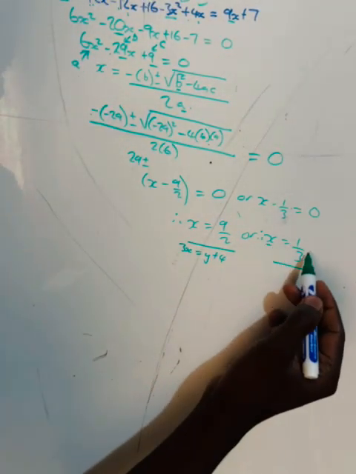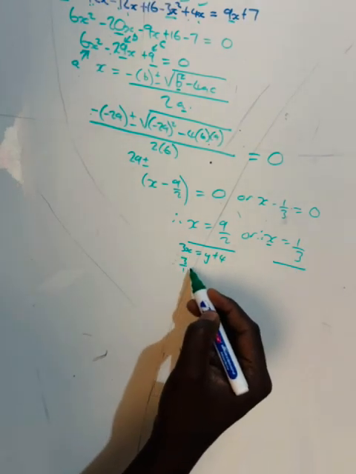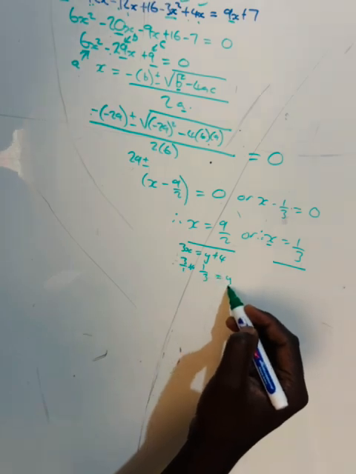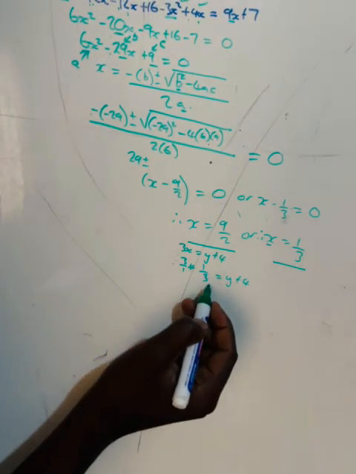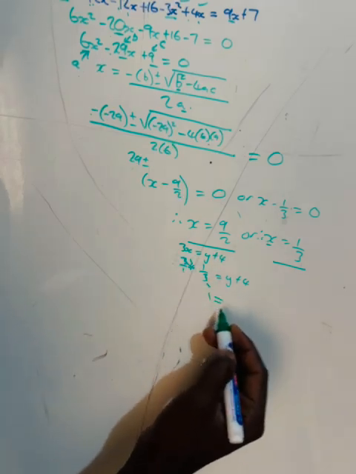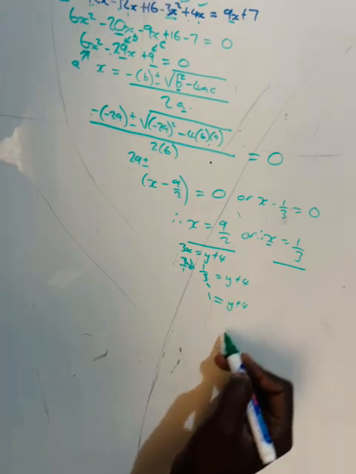Where there is x, I now substitute 1 over 3, which is now 3 over 1 multiplied by 1 over 3, which is equal to y plus 4. And if you check, 3 into 3, it's 1. So 1 times 1 is equal to 1. So I've got 1, which is equal to y plus 4.